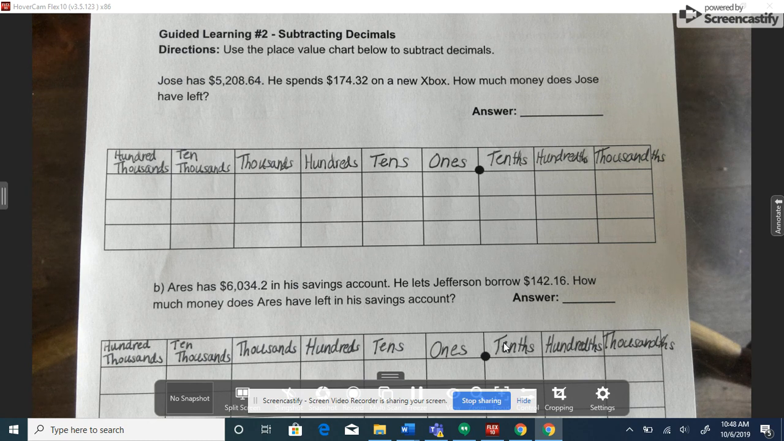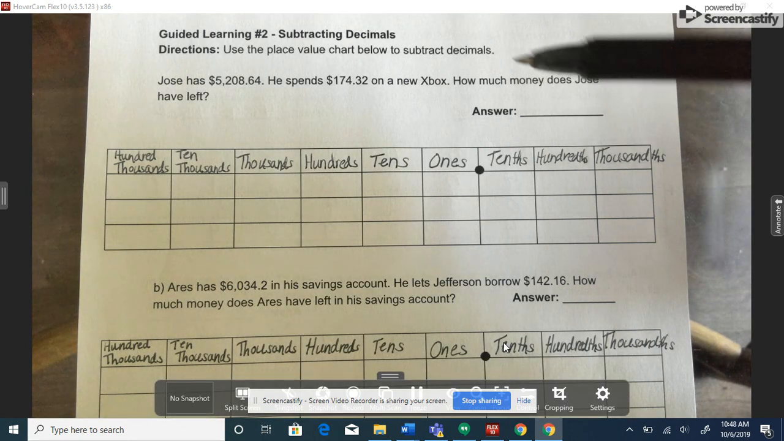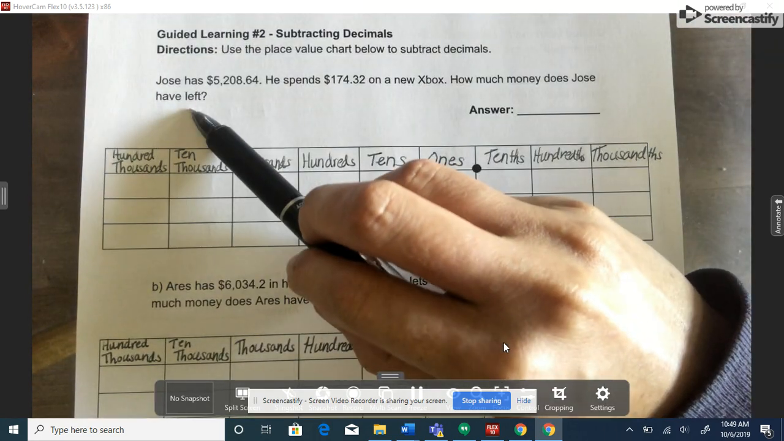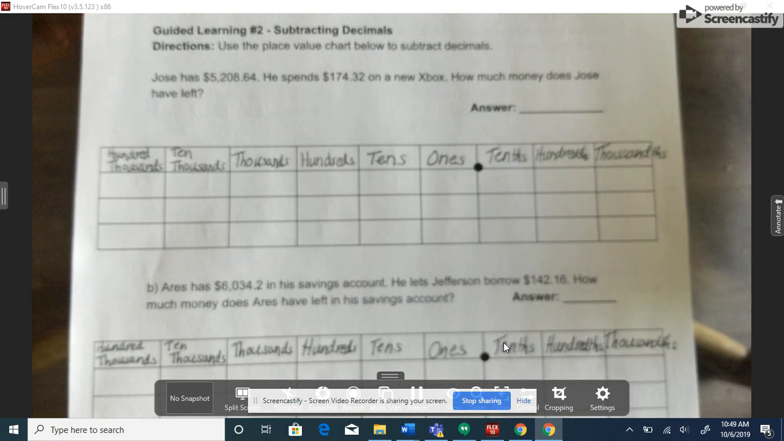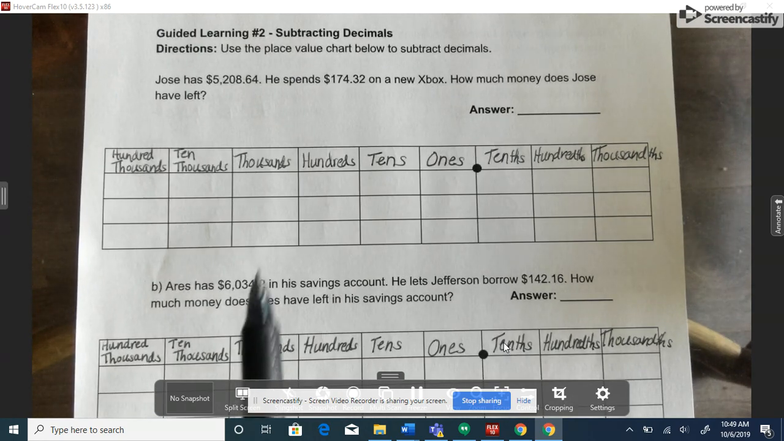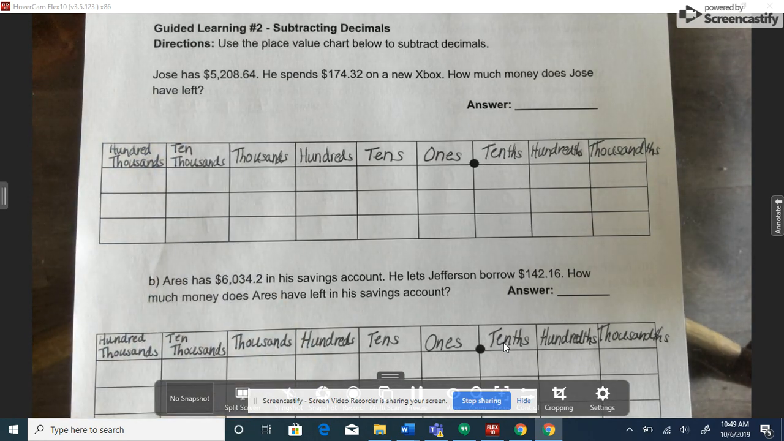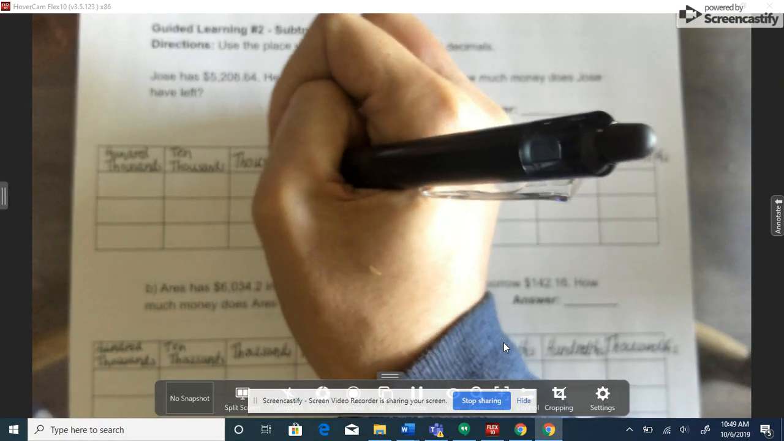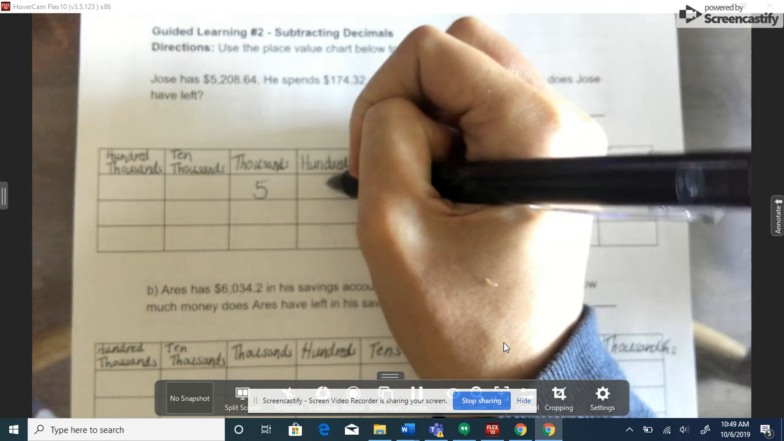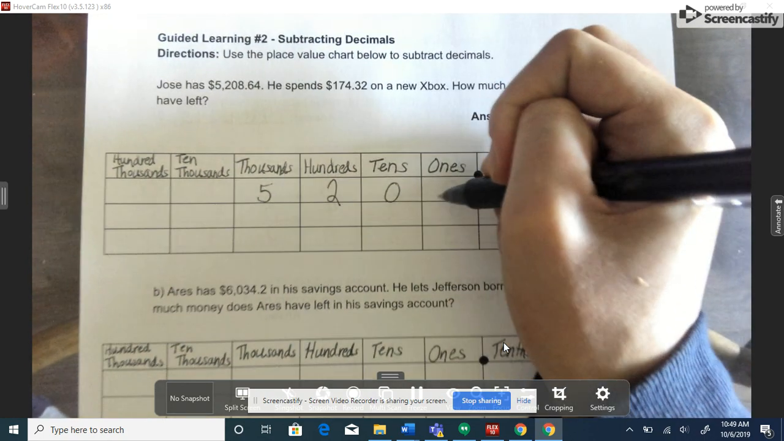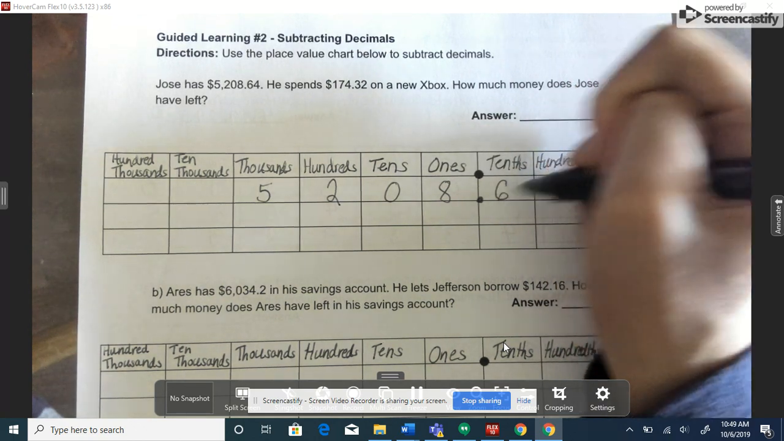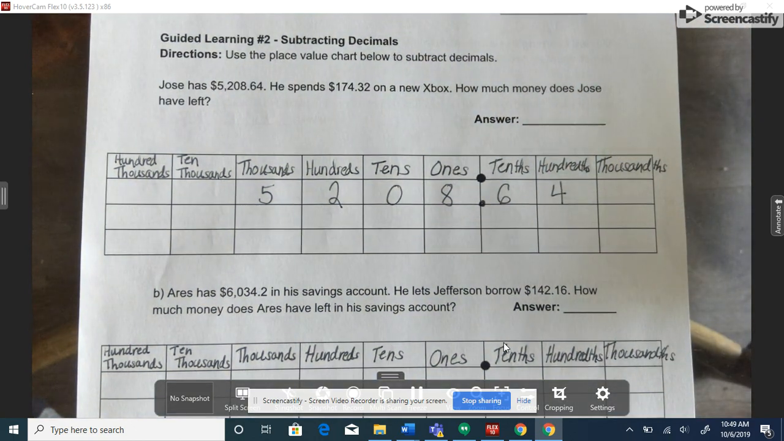So Matt, what operation do you think we're going to be using? Subtraction. Excellent. We know that because it's saying that he spends money and we're trying to figure out how much he has left. So we're going to start just like addition, putting our first number, what we're starting with, which is the $5,208.64, correctly in the place value chart. So the 5,000s, 200s, 0 tens, 8 ones, I'm going to put my decimal point, 6 tenths, and 4 hundredths.